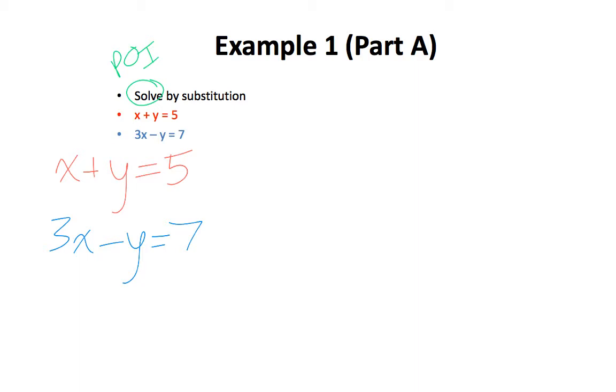I want you to examine these two equations very carefully. You need to ask yourself the question, are there any variables that have been isolated? As you can see, no variables have been isolated in either of these two equations. So you need to do that. I'm going to choose the red line first because it's a little bit more simple to work with. I'm arbitrarily going to choose to isolate the variable of y.